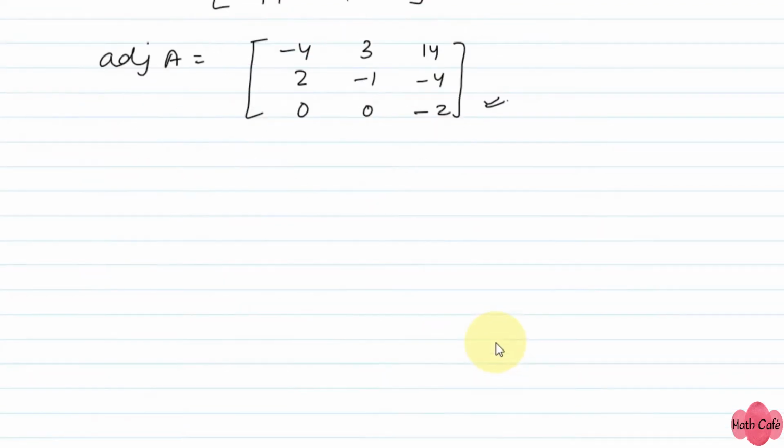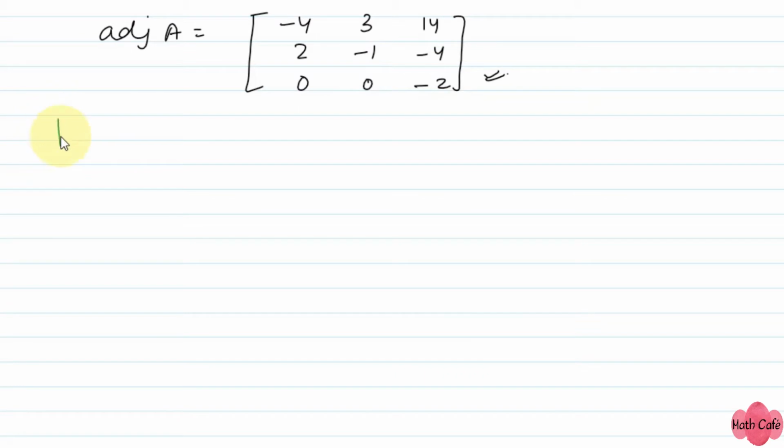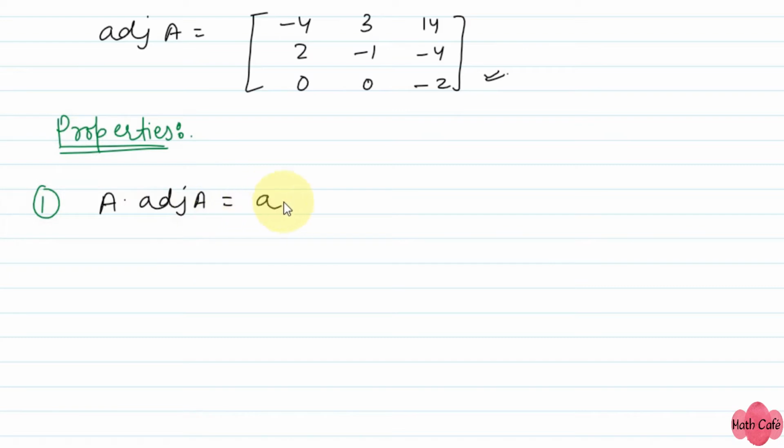So now we will look at some properties based on the adjoint of a matrix. So the first property is, A multiplied by adjoint of A will be equal to adjoint of A multiplied by A, and that will be equal to mod of A multiplied by I. Alright, this is an important property.